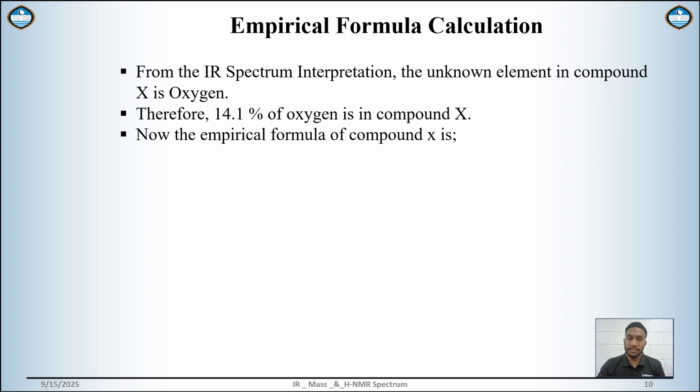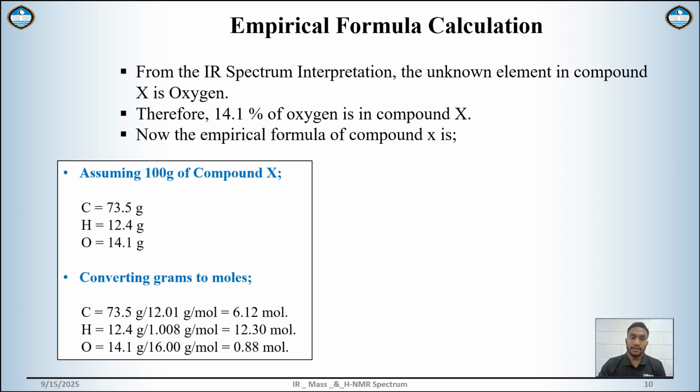Empirical formula calculation. From the IR spectrum interpretation, the unknown element in compound X is oxygen. Therefore, 14.1% of oxygen is in compound X. Now, the empirical formula of compound X: assuming 100 grams of compound X, carbon with 73.5 grams, hydrogen with 12.4 grams, and oxygen with 14.1 grams.